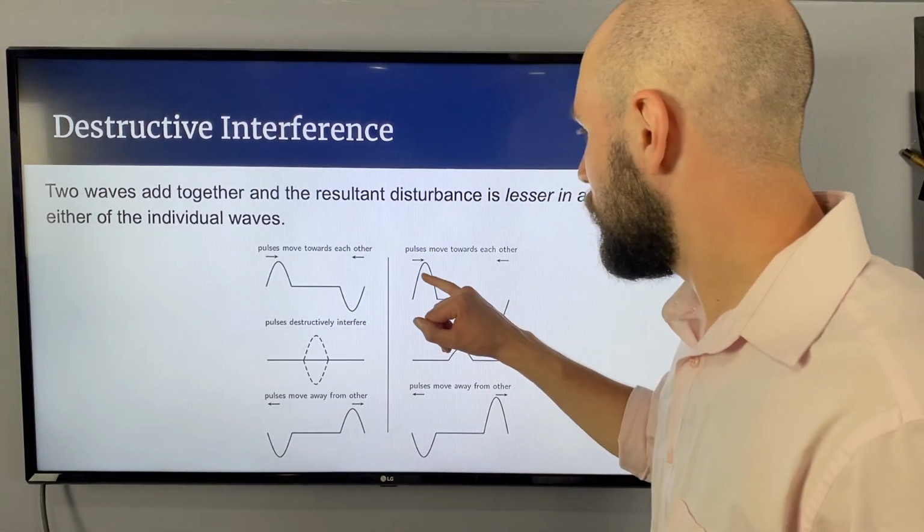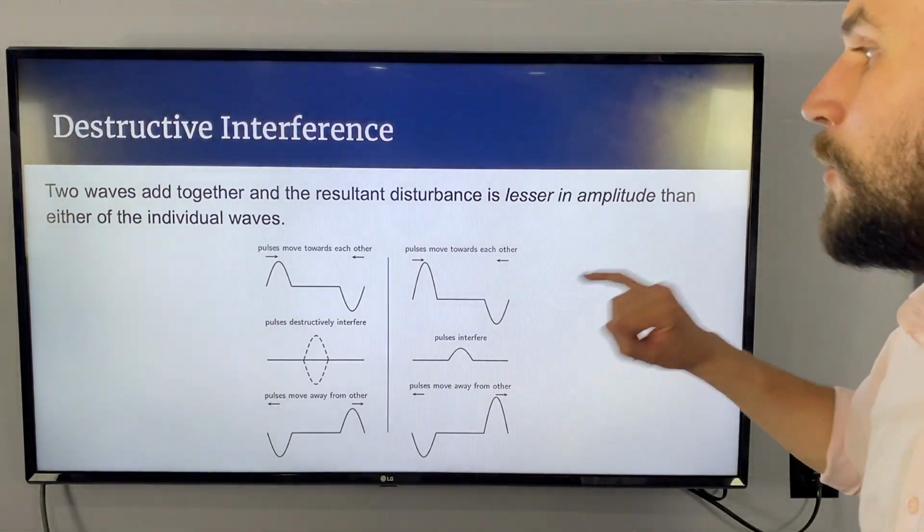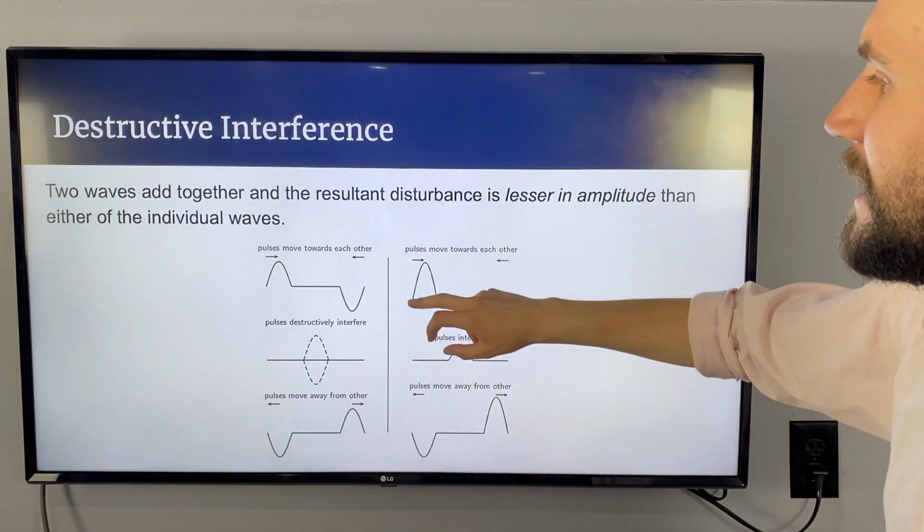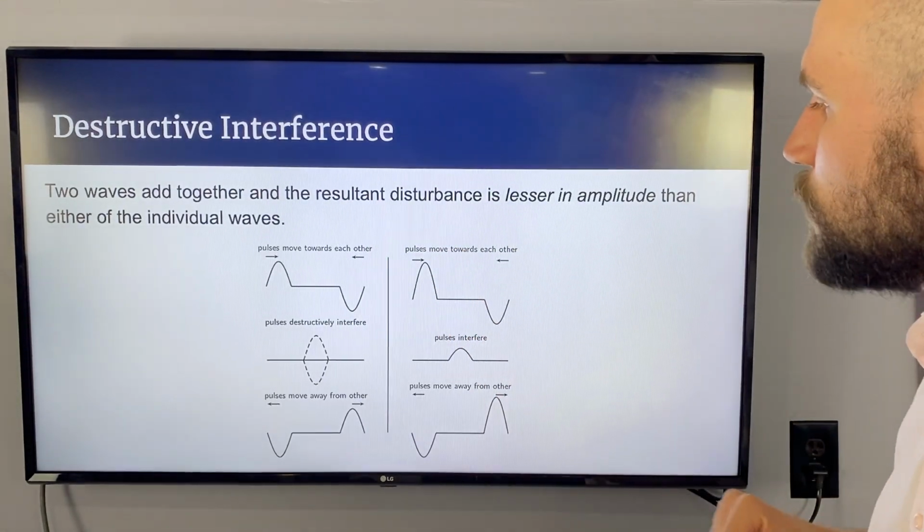Now here's an example where the amplitudes don't match. Here we have, let's say, a +1 and a -1 amplitude. Here we have a +2 and a -1.